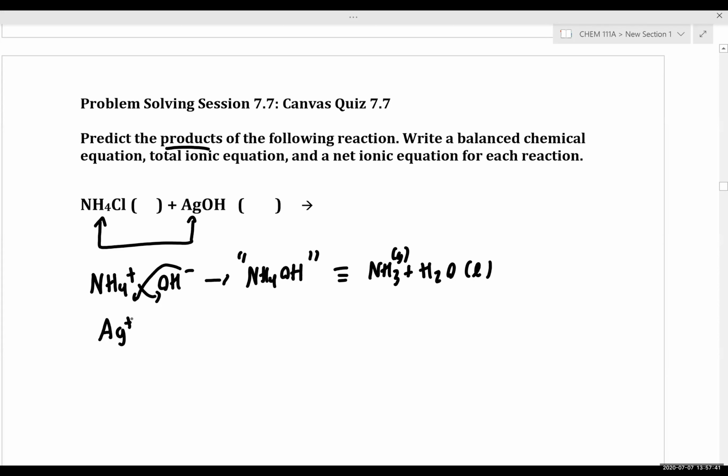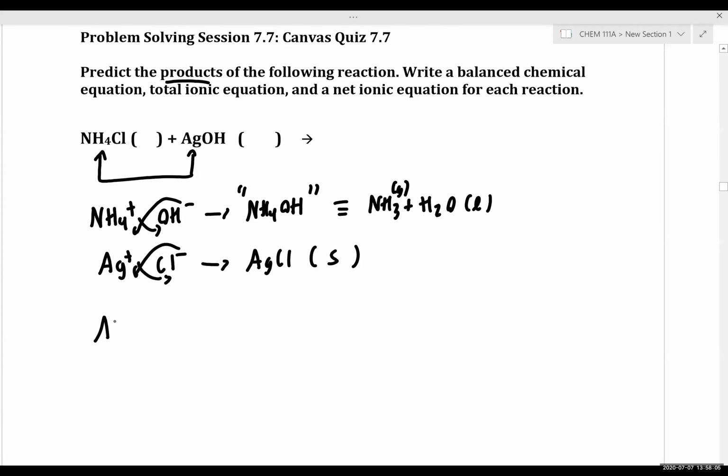Okay, let's look at our other product. We take silver plus, Cl minus, we cross our charges, and we get silver chloride. What would the state symbol be for silver chloride? Solid. Okay.